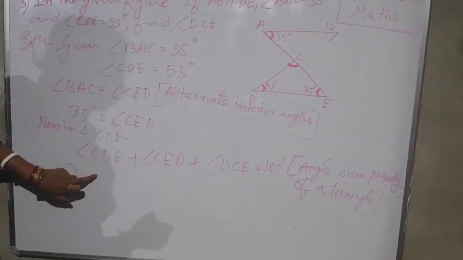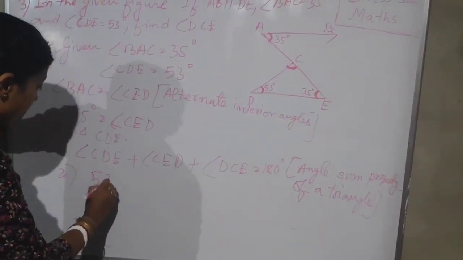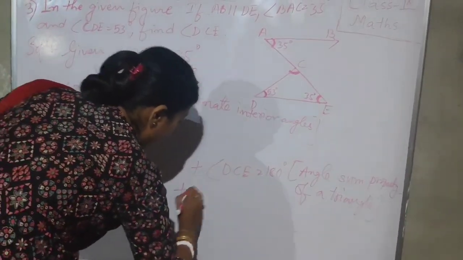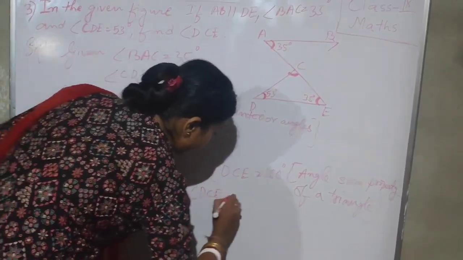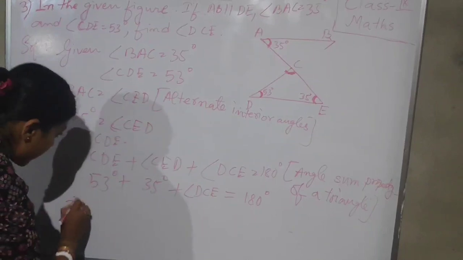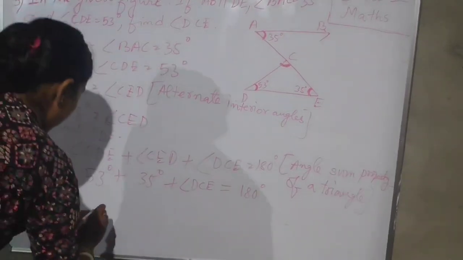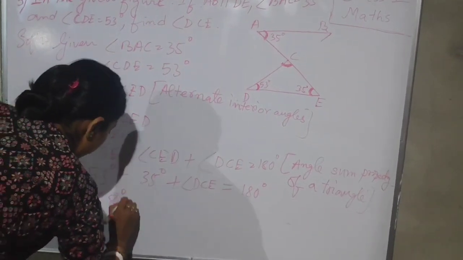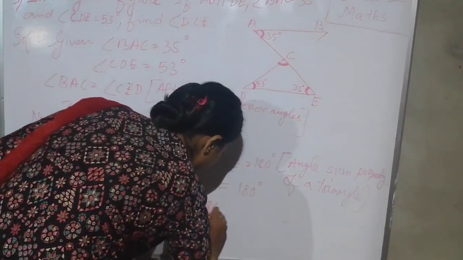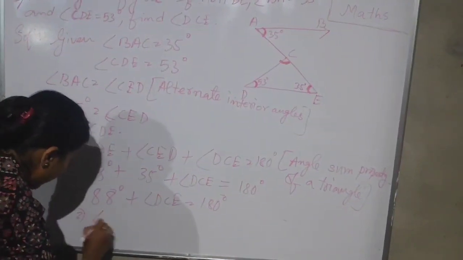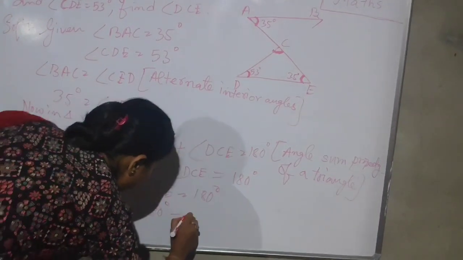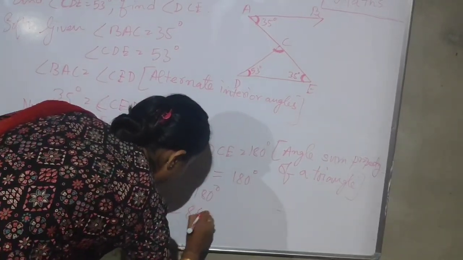So now angle ACD is given to us as 53 degrees, plus angle ACD we have found out is 35 degrees, plus angle DCE we have to find out, equal to 180 degrees. So 53 plus 35 is 88 degrees, plus angle DCE equal to 180 degrees. So angle DCE will be how much? Angle DCE will be 180 degrees minus 88 degrees.